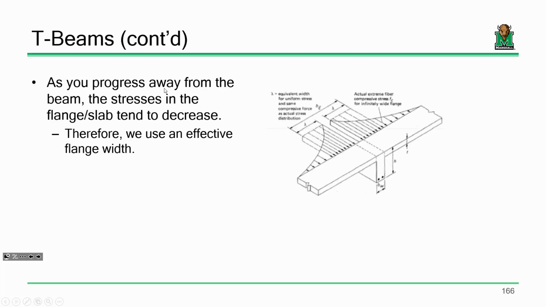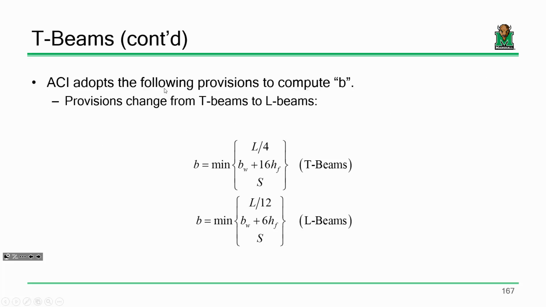Now, in the bridge spec, they actually keep it a lot simpler. They just say tributary width, halfway over, halfway over. We don't do that in building design. We have a pretty straightforward plug-and-chug expression to compute the provisions for T-beams and L-beams. It's literally just the minimum of those values. In the end, I think it's pretty straightforward.